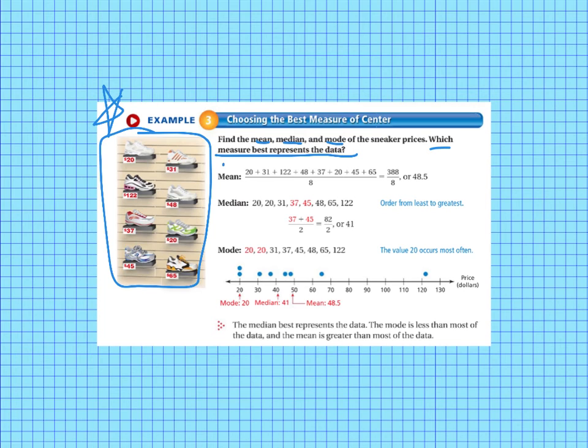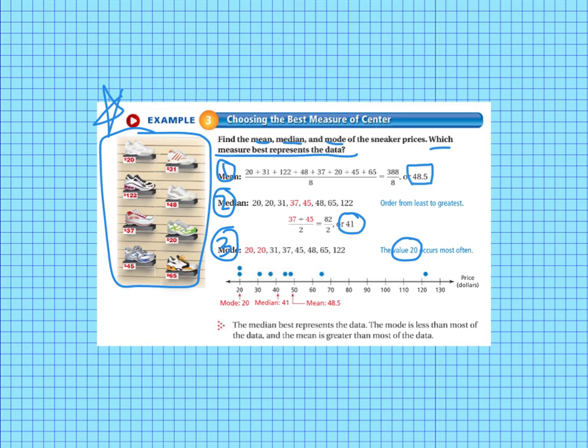So step 1 is you find the mean, and that's 48.5. Step 2 is you find the median, and so you order those from least to greatest and average out the two middle numbers, and you get a median of 41. And step 3 is you find the mode, and the value that occurs the most often is 20. So your mode is 20.